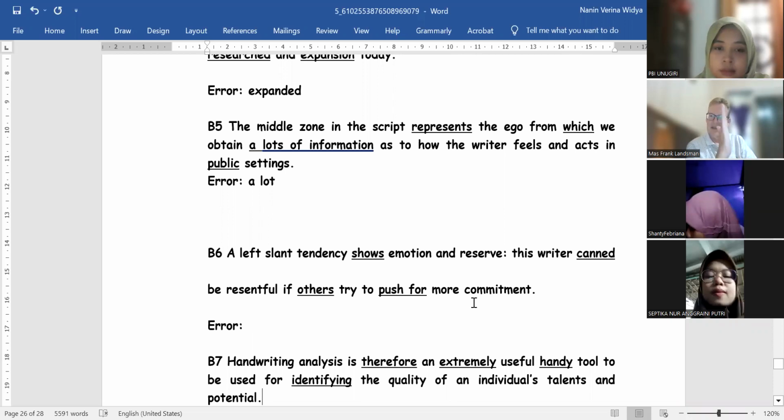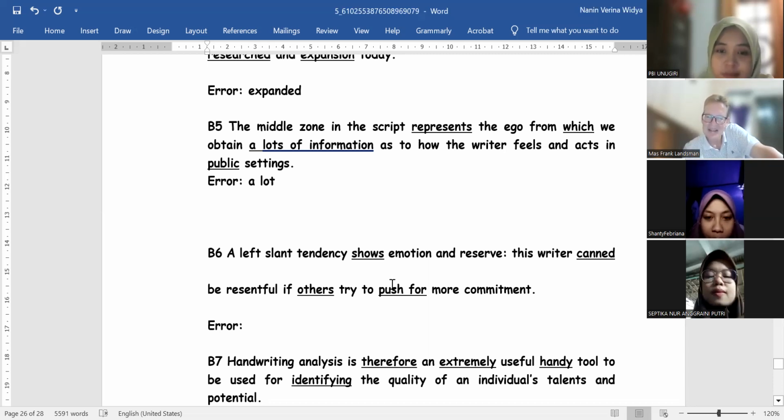So when you're writing slants to the left, sedikit ke kiri, this means certain things. A left slant tendency shows emotion and reserve. This writer can be resentful if others try to push, mendorong ya, for more commitment. So people expect you to do more in kalau kerja kelompok misalnya ya, ayo kamu harus lebih aktif, tapi dia akan membalas dendam, itu resikonya. Itu kalau tulisan tangan ke kiri, ngiri.